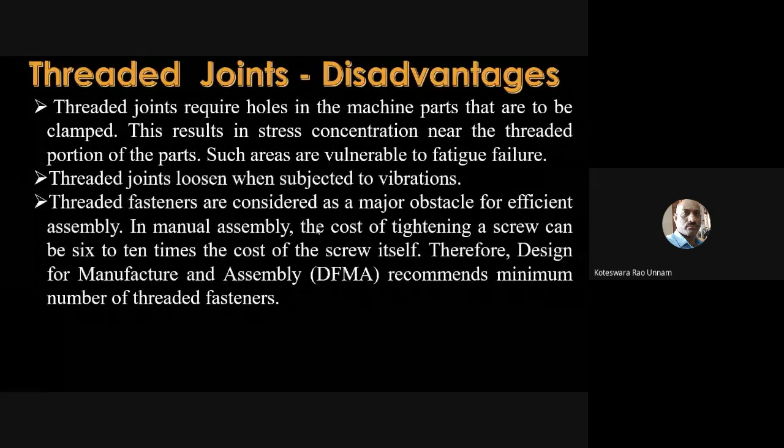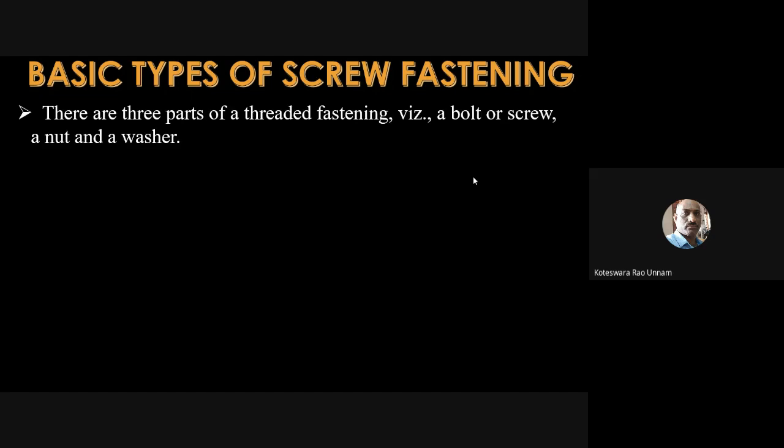Okay. So far we have covered what a threaded joint is, and what their advantages and disadvantages are. Then comes the question of what the various types, or the basic types, of threaded fastenings are. If you take any threaded fastening, what are the basic parts in that joint? You can see there are 3 parts in any bolted joint, sometimes 3, sometimes 2.